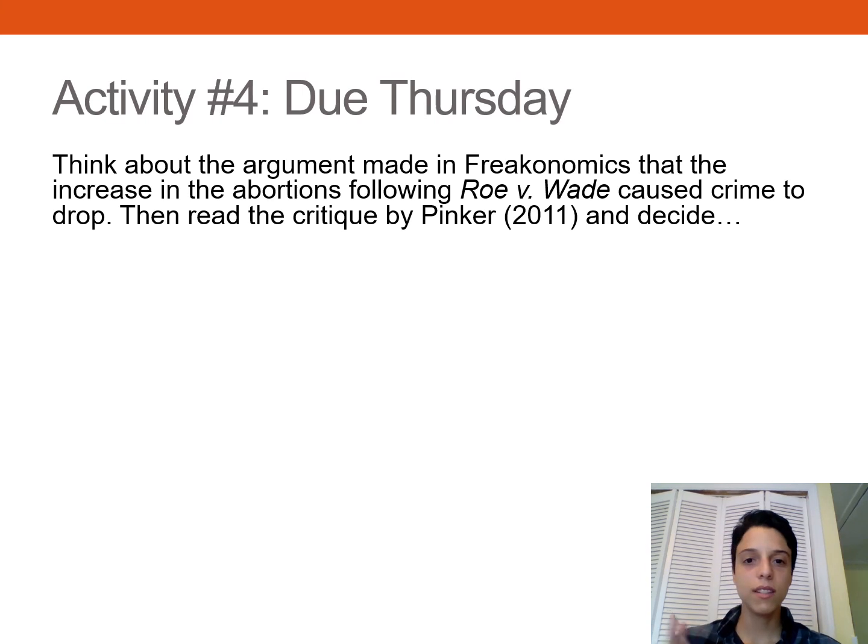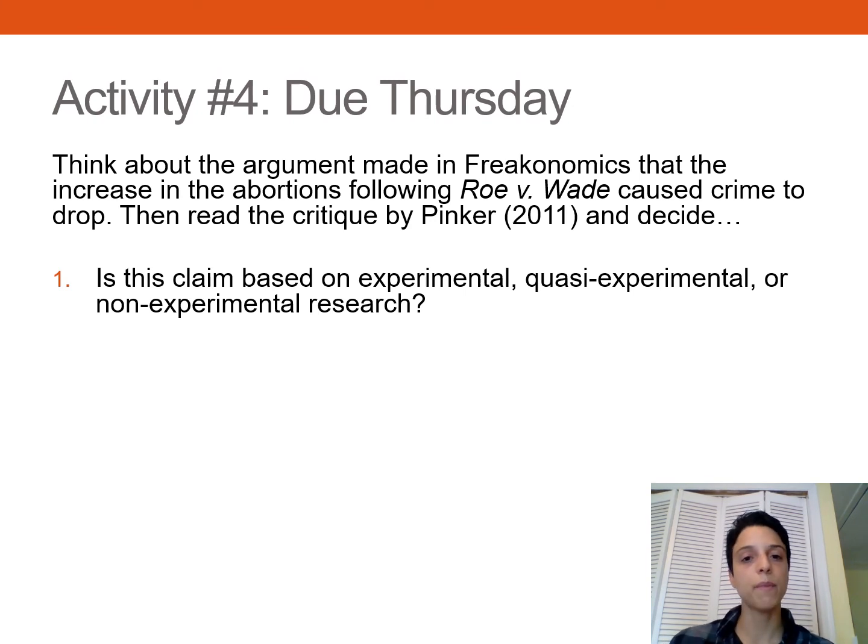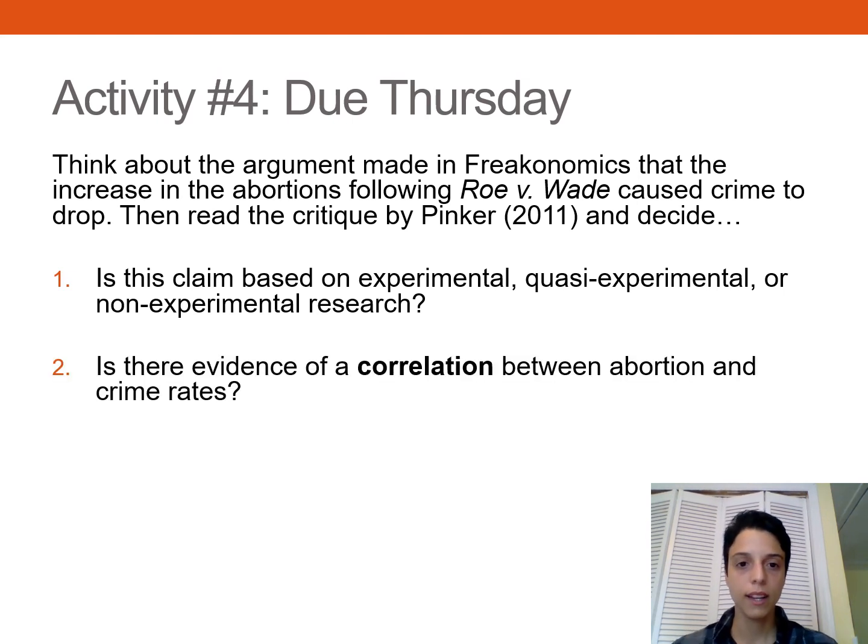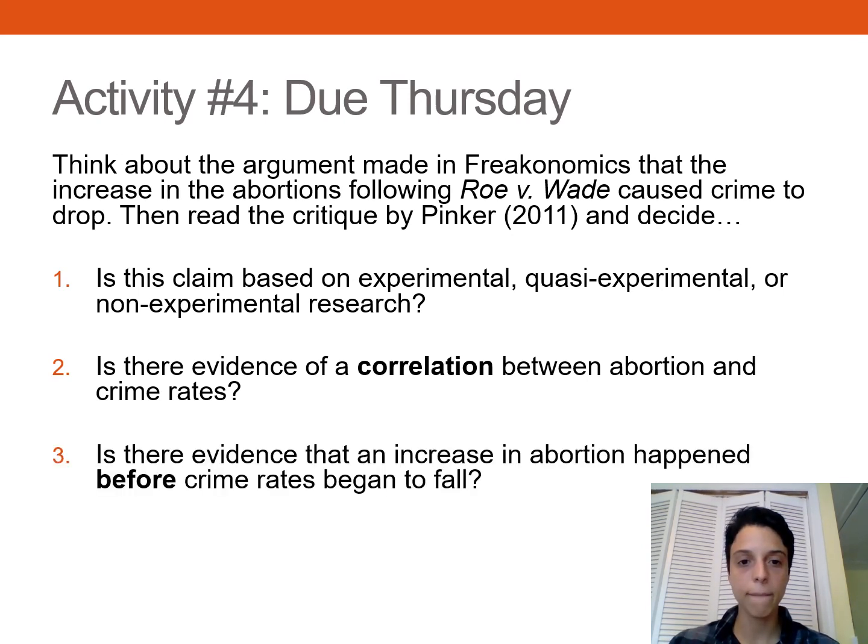So did Roe v. Wade cause crime to drop? Well, we'll see. I want you to read the chapter, read the short critique of it, and then tell me the following things. First of all, is this claim that they're making based on experimental, quasi-experimental, or non-experimental research? Second, is there evidence of a correlation between abortion rates and crime rates? So this is our first criteria for establishing causality. Is there evidence of the correct time order here? So do we have an increase in abortion rates that's happening before crime rates began to fall? And for this one, you're going to have to think a little bit about the age of people committing crimes and so on.